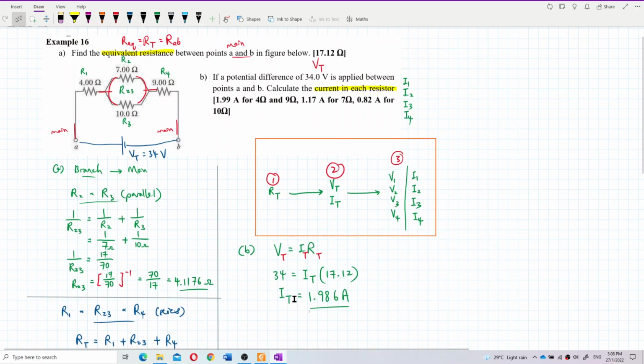How will this help us? Remember this total current will pass through. Look at this diagram. This is positive, this is negative. So the total current coming will pass through the 4 ohm, through R1, and also through R23, and also through R4. So R1, R23, and R4 are in series.